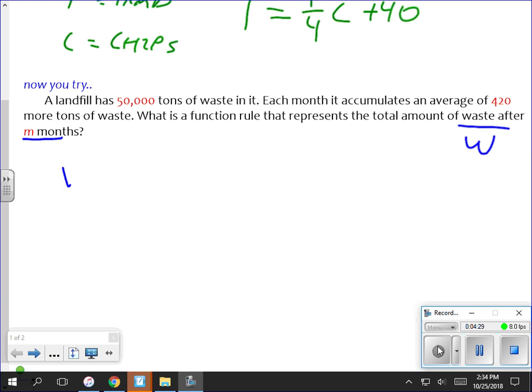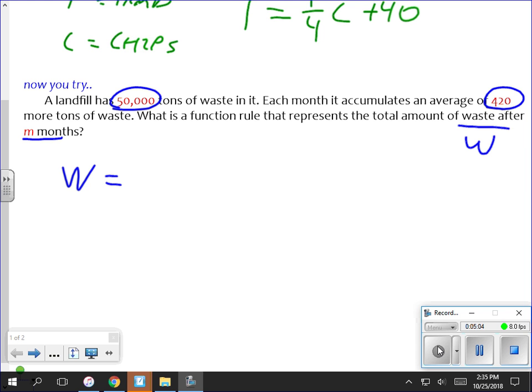So I want to know how much waste I have after a period of time. So it's the amount of waste W equals. And then I have to come up with a rule for that. So I have two numbers I need to consider when making my equation. I have 50,000 tons, and then I have 420. The 50,000 tons is what's already there. The 420 is how much I add per month. Per month. When you hear the words per something, that means multiply.